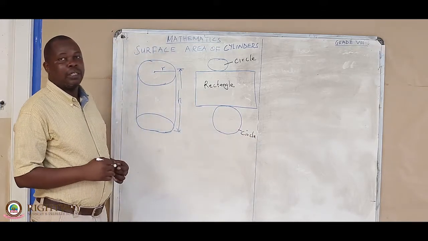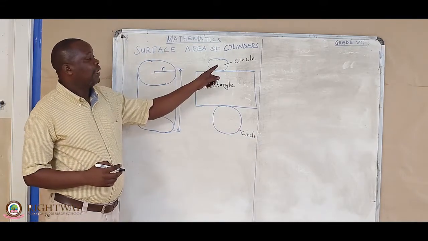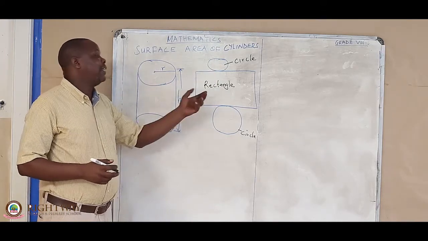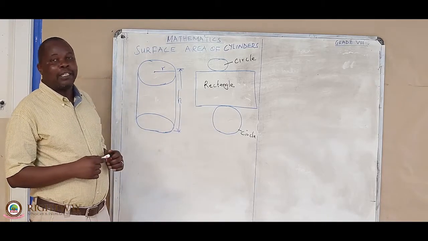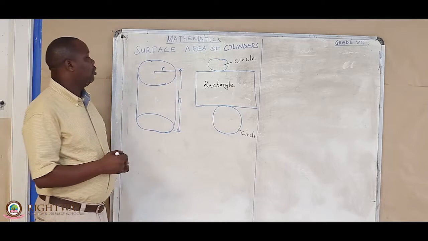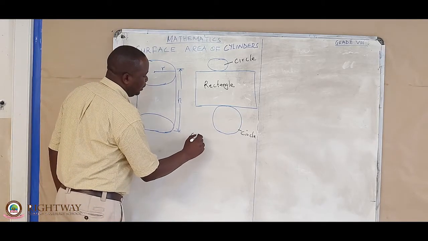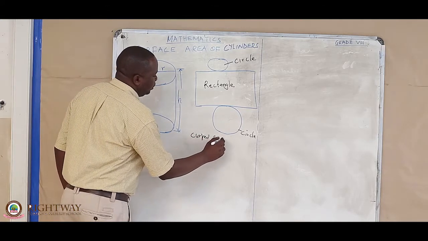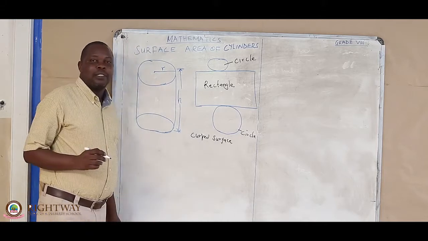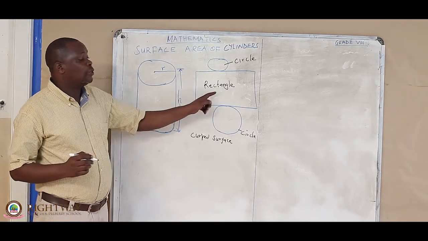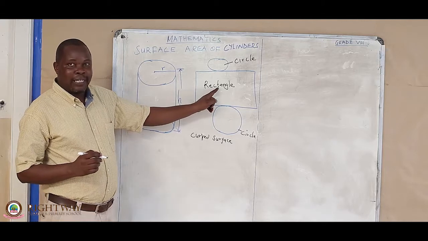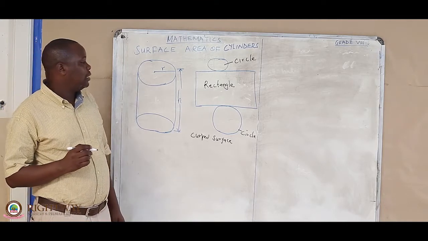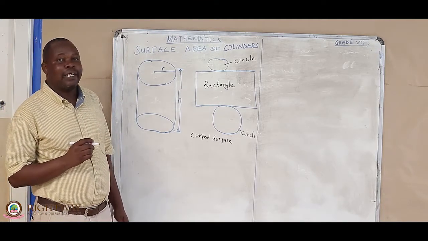So we come to learn that a cylinder is made up of a circle and a circle. The bottom and the top are made up of circles, and the middle part is a rectangle. This middle part, we call it the curved surface, which forms a rectangle. But now we want to derive a formula on how we find the surface area of a cylinder.